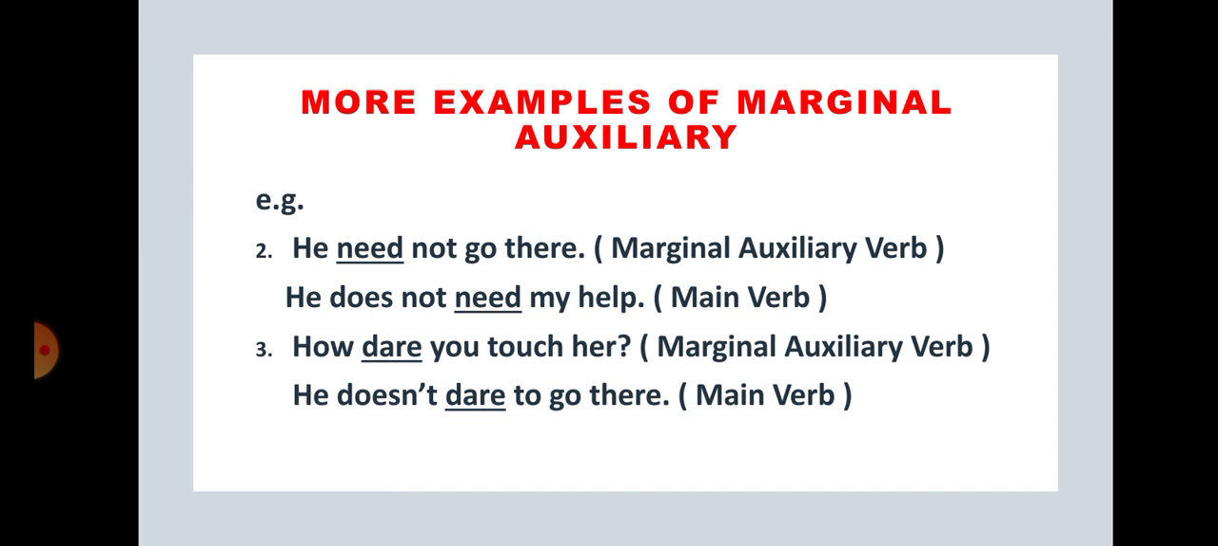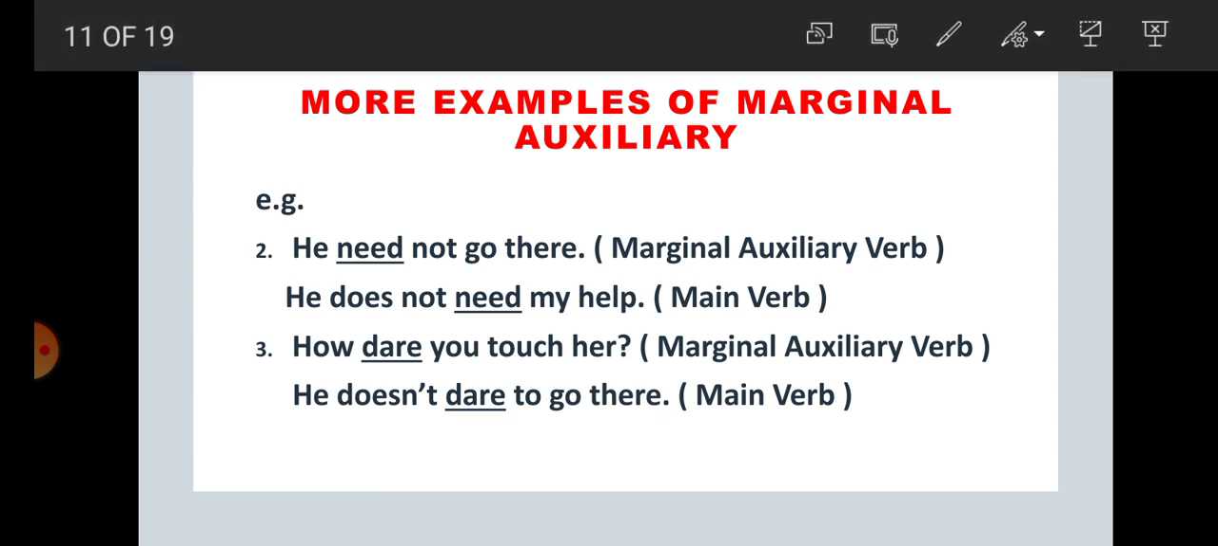Now, more examples of marginal auxiliaries, students: need and dare. Here we get the example of need and dare. So let it be clear here. He need not go there. Here, students, what is need? Need is the marginal auxiliary. And he does not need my help. So here need is the main verb because the helping verb is does not.